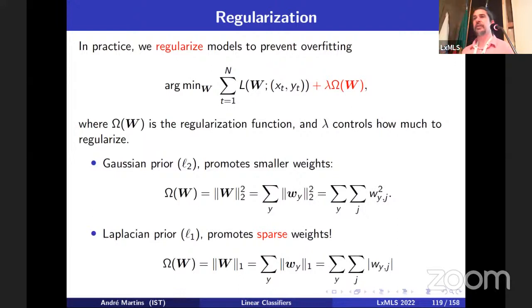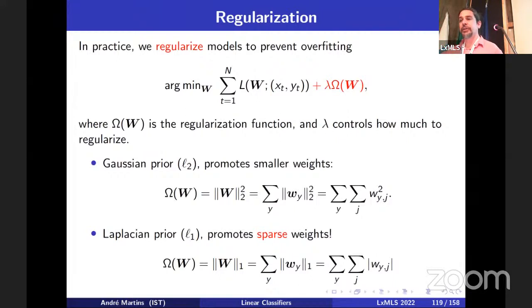The way this is formulated is by not just minimizing a loss function that expresses how well the model fits the data, but also including another term that depends only on the model and not on the data, that penalizes models that have high complexity according to some criteria. This omega of W is called the regularization function, and this lambda is a coefficient that controls how much we want to regularize.